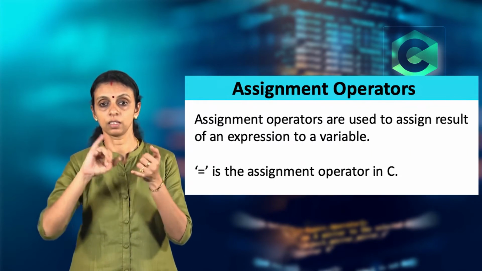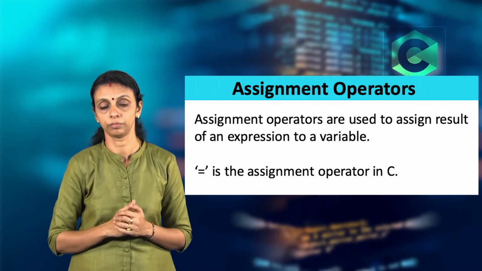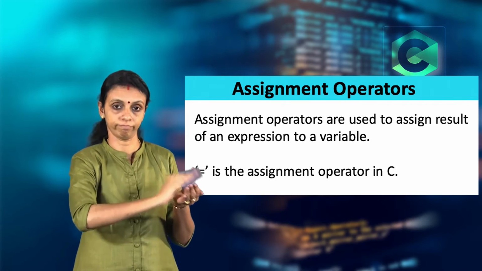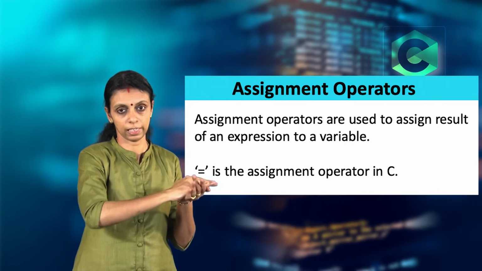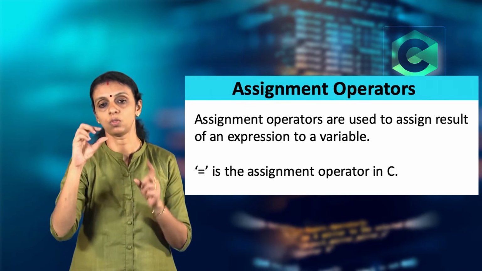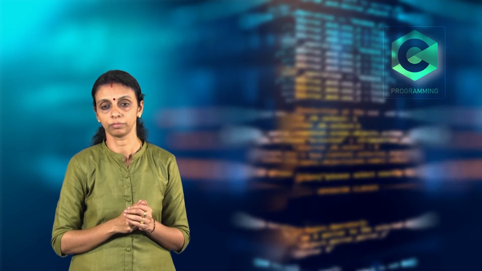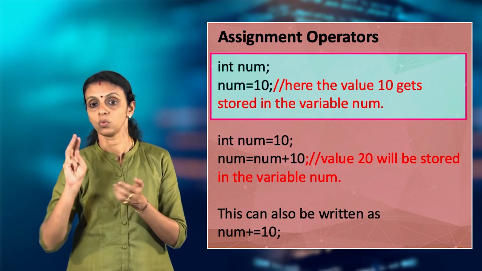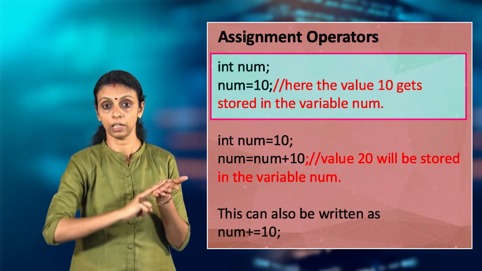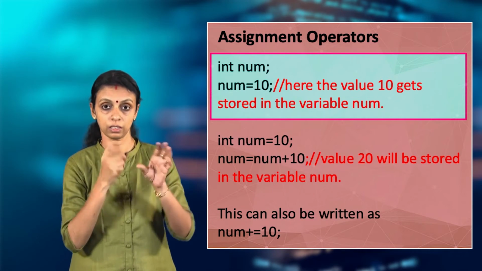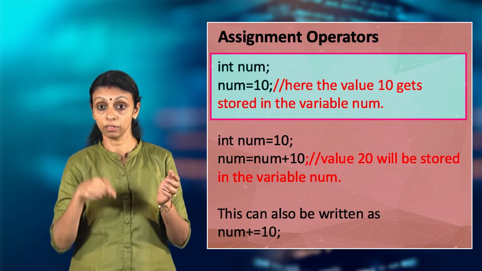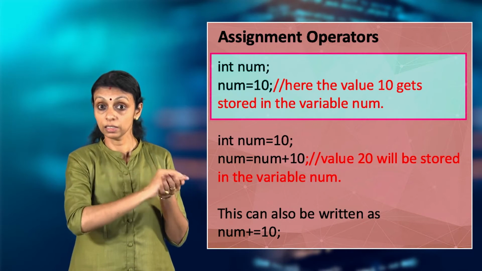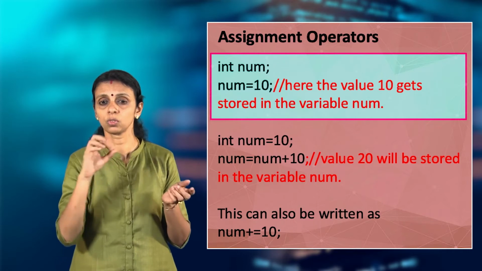Assignment operators. Assignment operators are used to assign the value of an expression to a variable. Equal to is the assignment operator in C. Int num, this declares integer variable num. Num is equal to 10. Here the value 10 gets stored in the variable num. To store the value, we use the operator equal to.